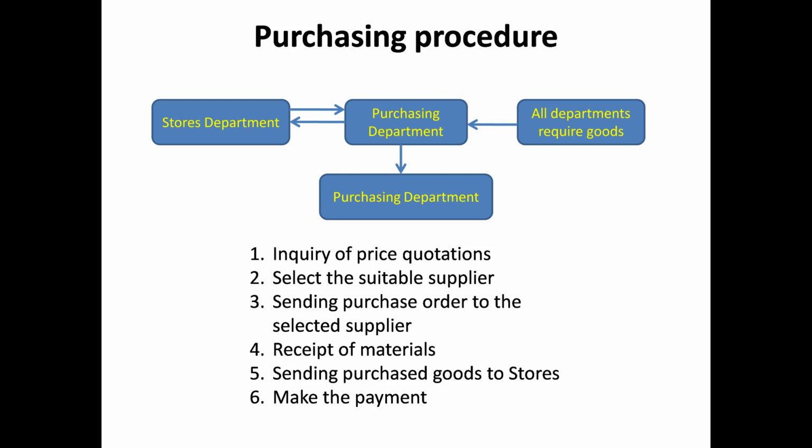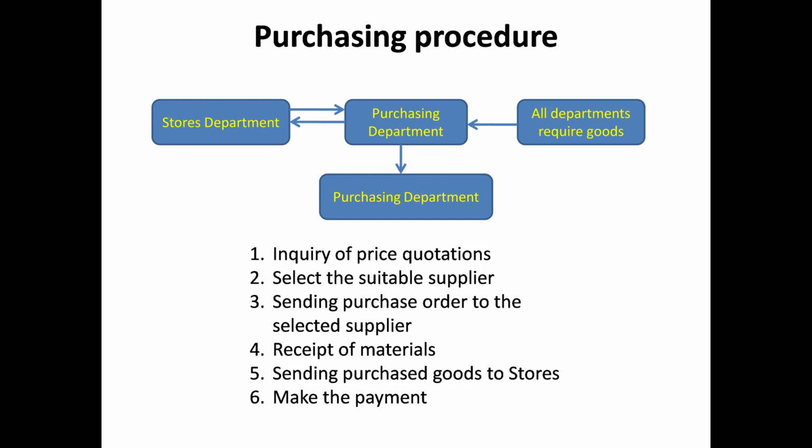But in case you don't have that item in your stores, you have to buy from outside. Then the purchasing department has to follow 6 steps. Number 1, inquiry of price quotations.